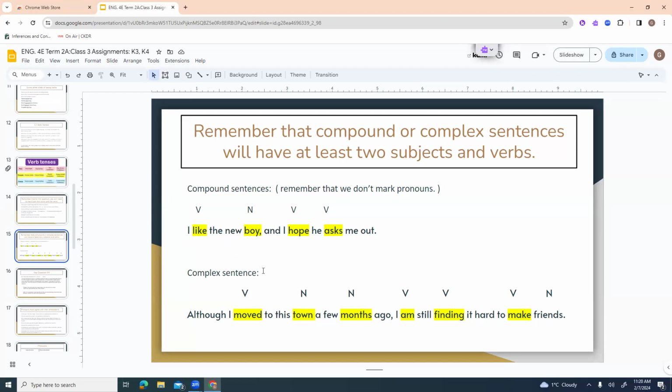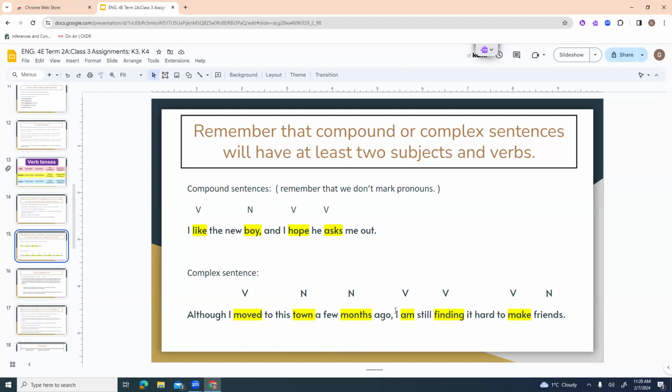Complex sentence is when you join a dependent clause, which is a sentence that can't stand on its own, and an independent clause that can. So again, you're going to have a lot more nouns and verbs in there. Although I moved to this town a few months ago, I am still finding it hard to make friends. So we don't mark I as a pronoun, but here's my verb, moved. Town is a noun. Months is a noun.